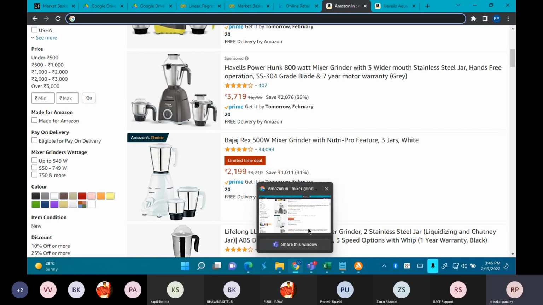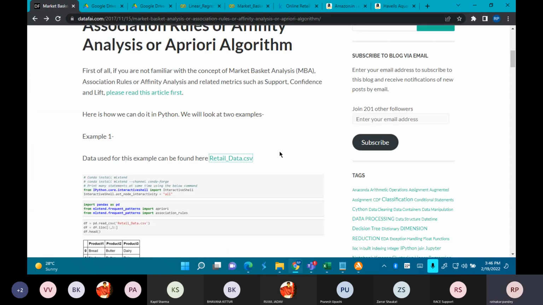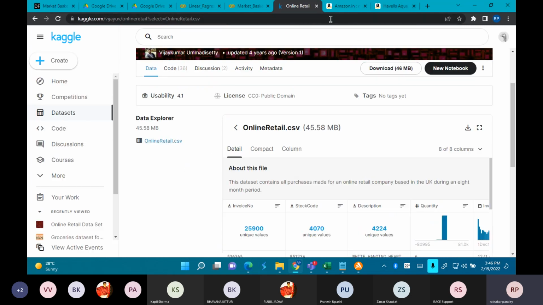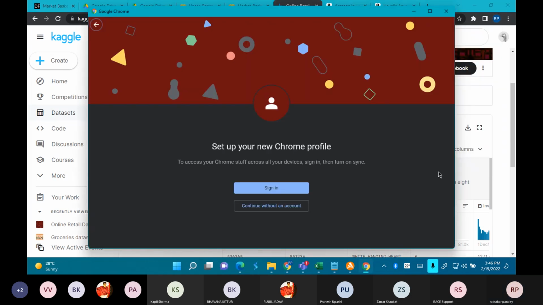Rojul, can you go back to the previous machine learning and see if you can find this file? Yes, sir. It's called retail underscore data dot CSV. In the meantime, I'll try to sign up with a different account. Yes, I'll just check it. Okay, thank you.